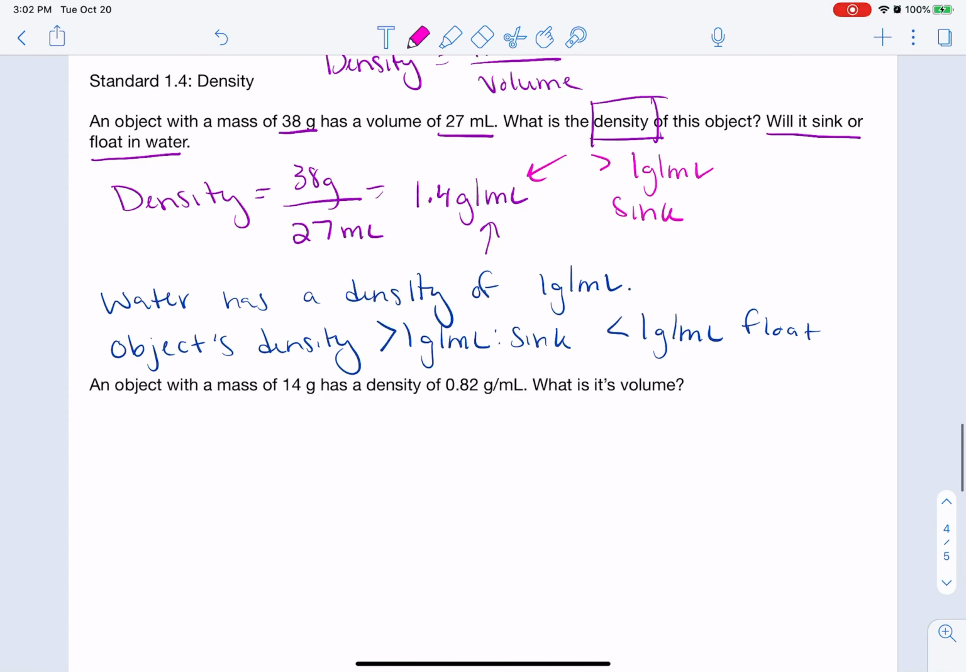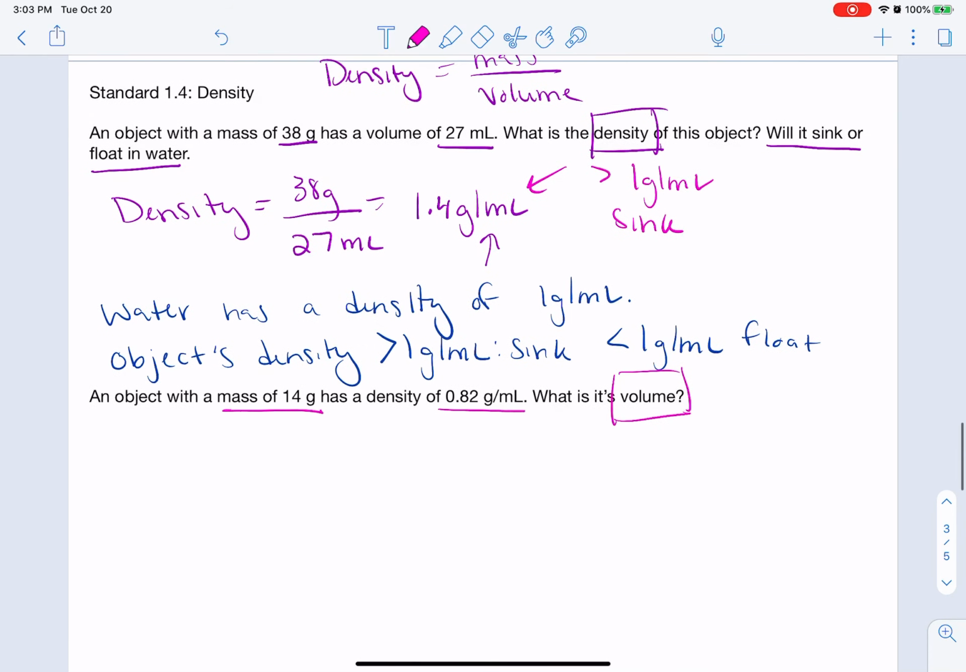Let's do this last one here. Here we have an object with a mass of 14 grams, has a density of 0.82 grams per milliliter, and we're looking for the volume. So we're going to plug into the same equation. So our density is 0.82 equals our mass is 14, and our volume we don't know. So now we're going to have to use our algebra skills to solve for V. To start doing that, I'm going to try and get V by itself by multiplying it on both sides.